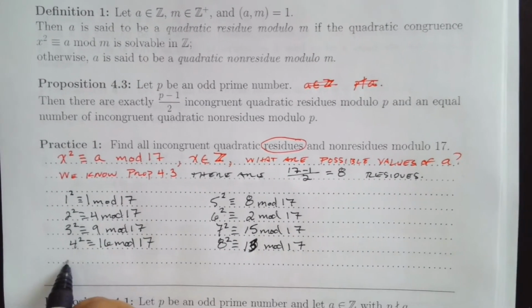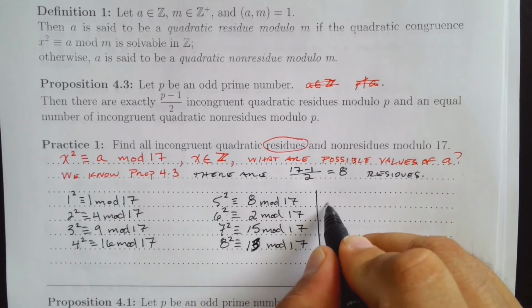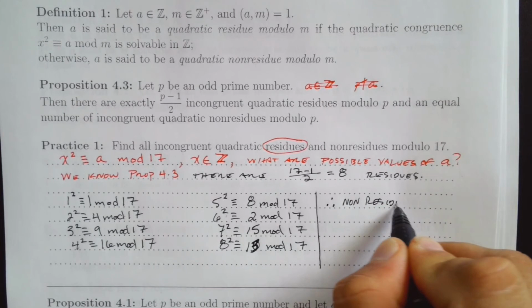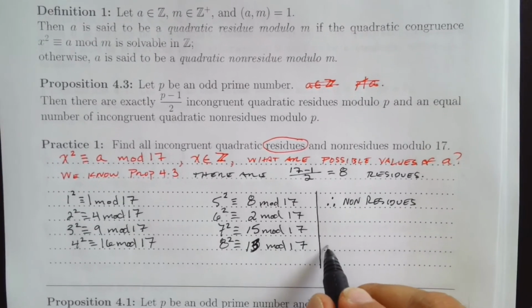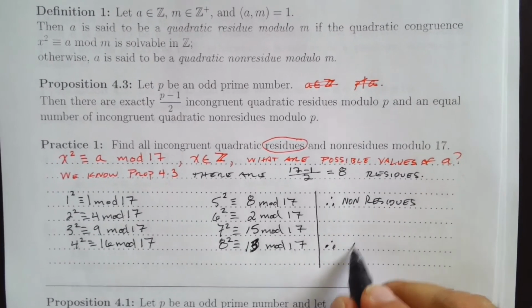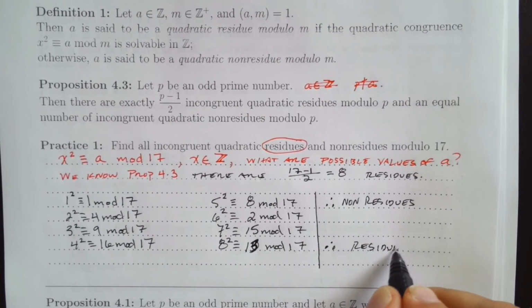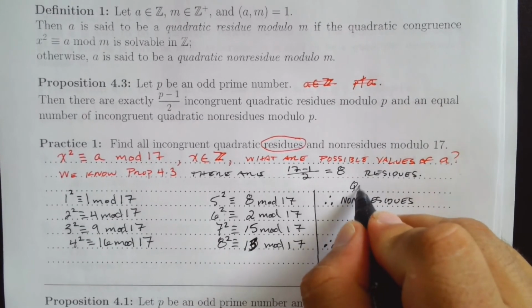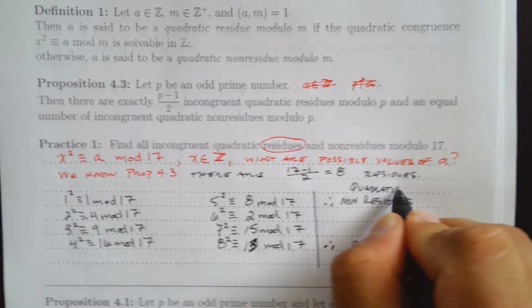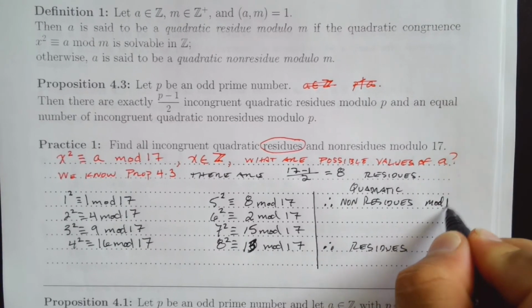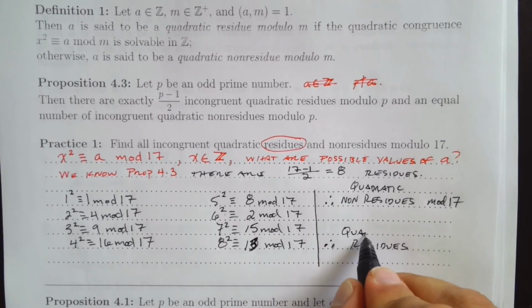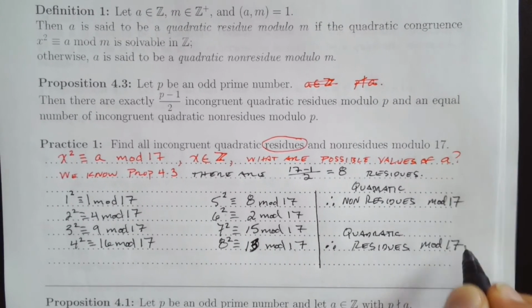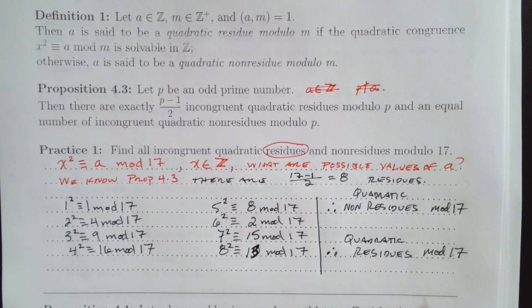So therefore, our non-residues are those numbers not included there, and our residues are those numbers that are included. So if we have our quadratic non-residues mod 17, and our quadratic residues modulo 17, let's do the residues first.